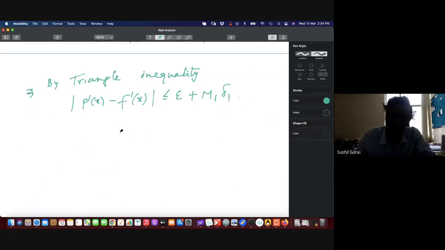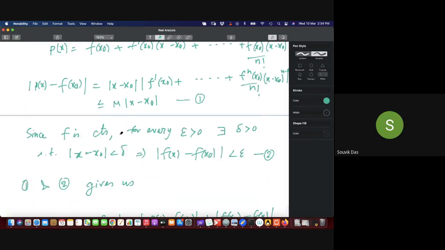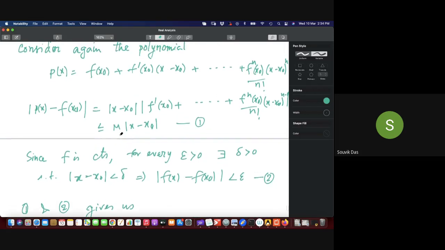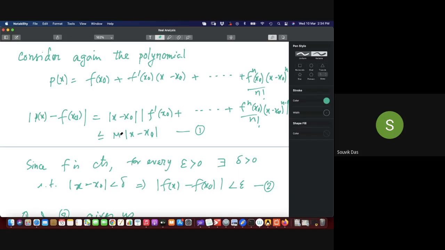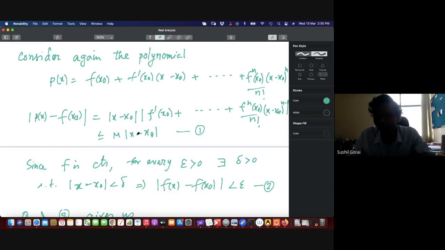Sir, how can you say that M0 or M1 exist? I mean, the function f dash x0 plus dot dot dot fn x0 by n factorial x minus x0 to the power n minus 1 is bounded. Right, that is bounded because you choose a small neighborhood of x naught, right? Except for f prime x naught, the other part goes to 0 as you take x near x naught, so this is a bounded function. This is bounded on any interval. It's a polynomial.